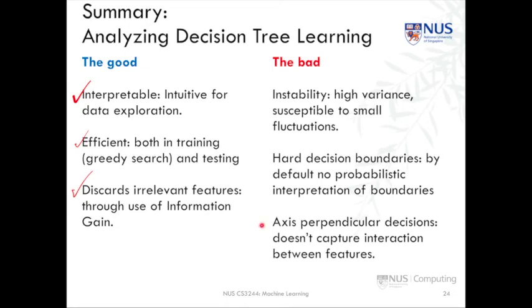And unlike all of the other linear models which we've looked at, because the decision tree makes axis perpendicular decisions, it doesn't capture the interactions between features. If there are useful features that need to be engineered to make the decision, they need to be independently engineered and introduced into the dataset before running decision trees.